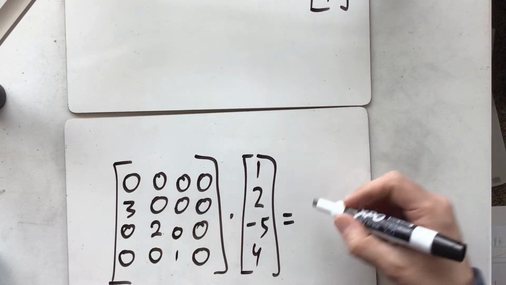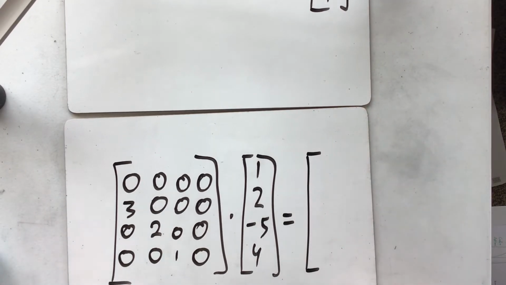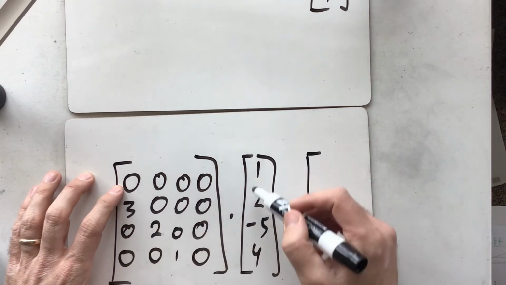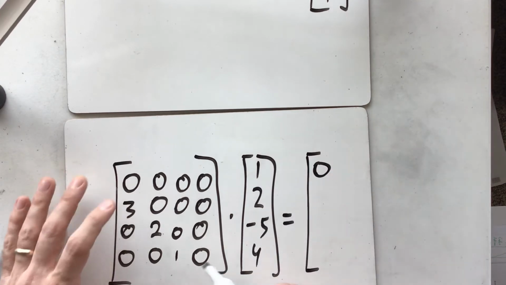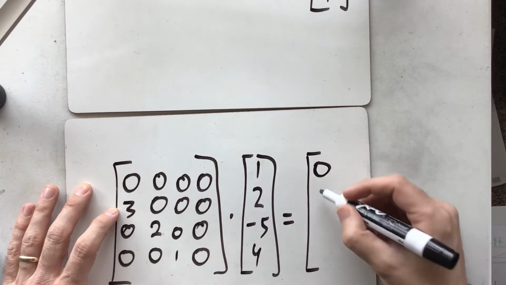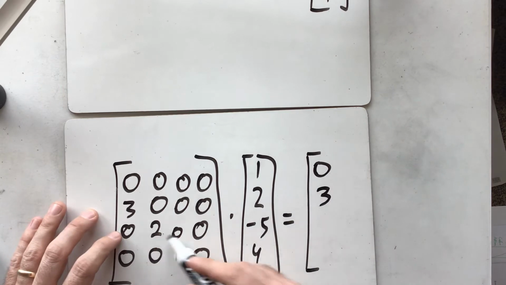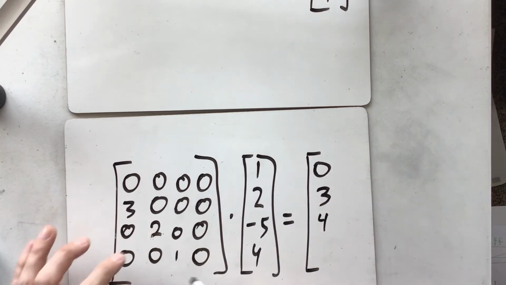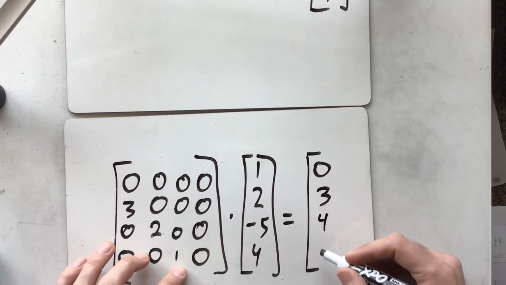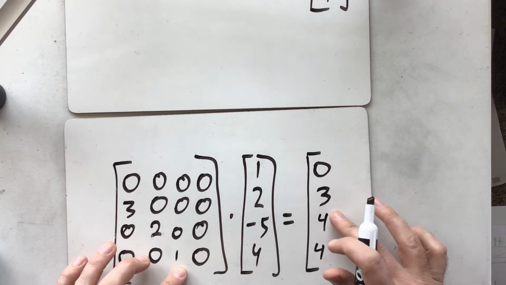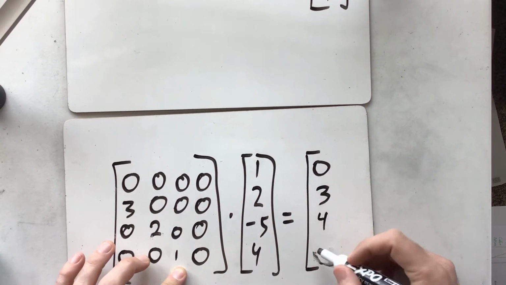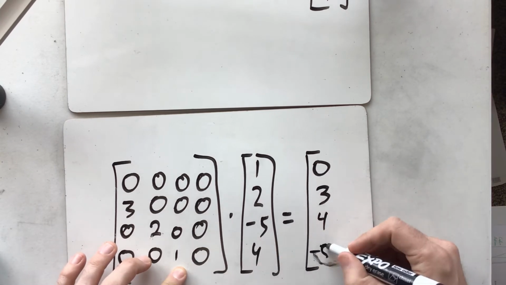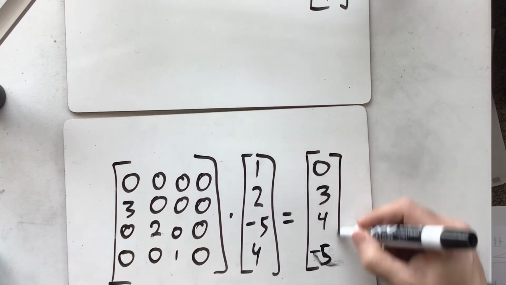Now if I multiply these across, let's see what I get. Row 1 times the column is 3. Row 2 times the column is 2 times -5, which is -10. Row 3 times the column is 4. And the last row gives 0. So that ends up being our result.